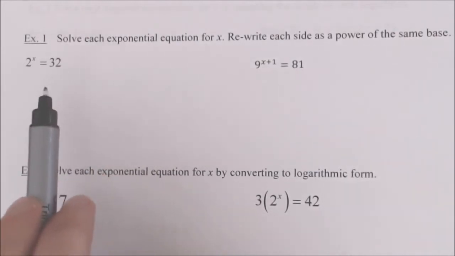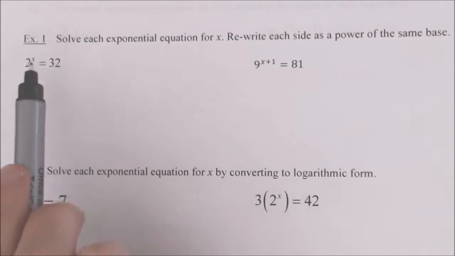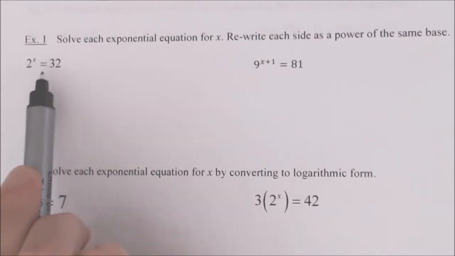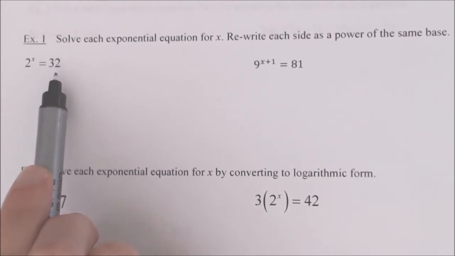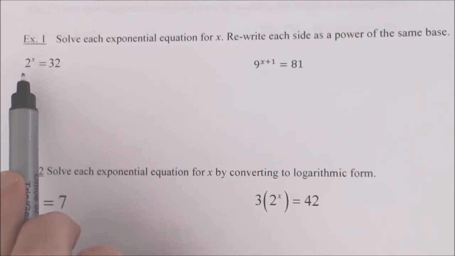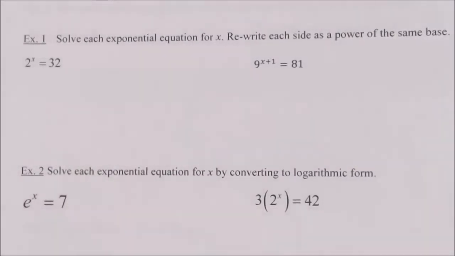One way to solve these is if you observe that both sides can be written as a power of the same base. And 32 is actually a power of 2. Take a minute and use your calculator if you need to, and think about what number you would need to raise 2 up to get 32. In other words, 2 squared would be 4, 2 cubed would be 8, 2 to the 4th power would be 16, and 2 to the 5th would actually be 32.